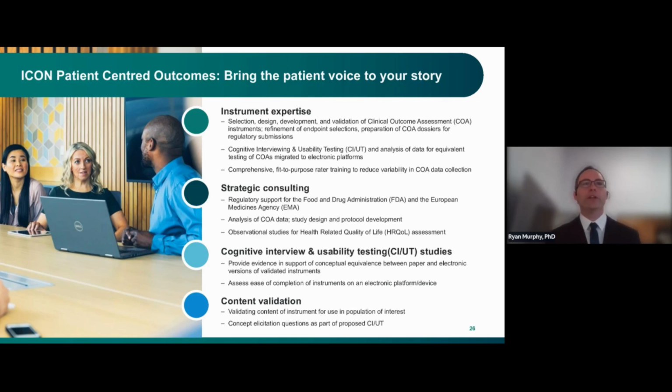As I mentioned with the cognitive interview and usability testing studies, this can be very important to do as you're looking forward to make sure that everything is fit to purpose, equivalent between the paper and electronic, and also assessing the ease of completion of the instruments on any given electronic platform or device. You never know where issues might come up.